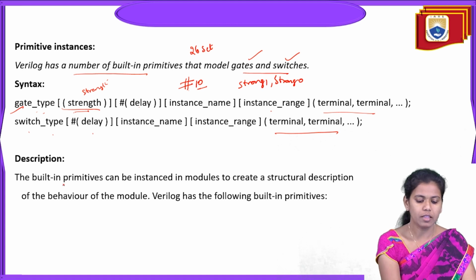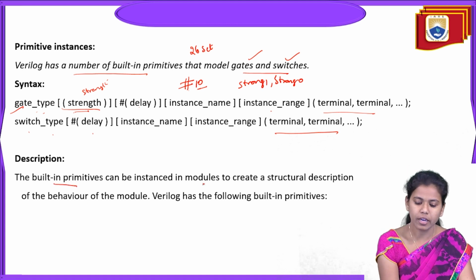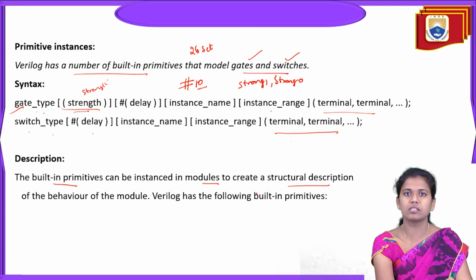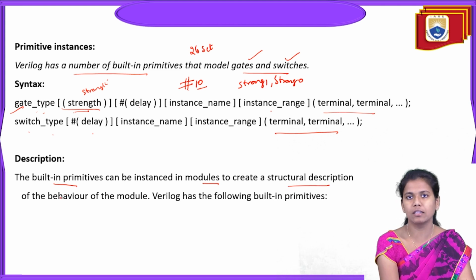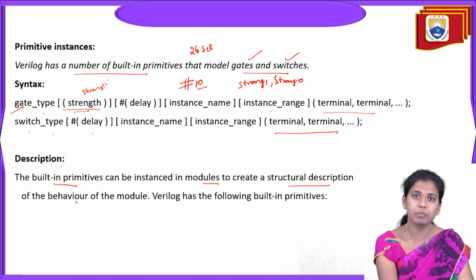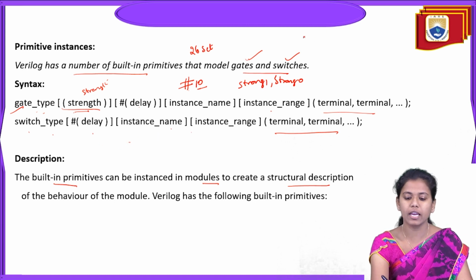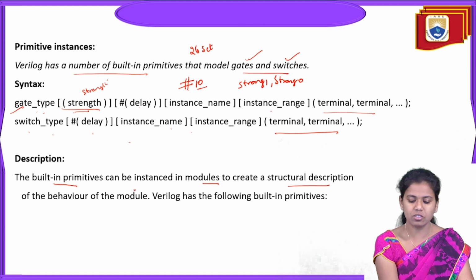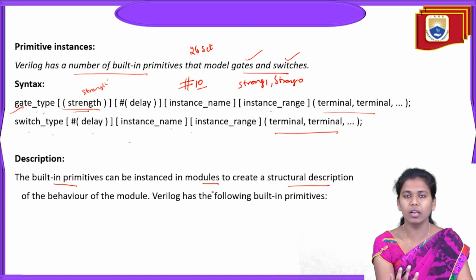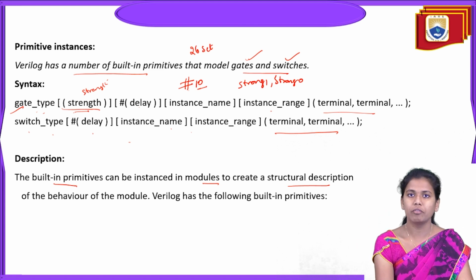In the description, the built-in primitives can be instantiated in modules to create a structural description. What this particular sentence says is that these built-in primitives can be instanced. So this is how the instantiation takes place. The built-in primitives like gate primitives and switch primitives will be instantiated in order to create the structure of a particular module. So whole and soul, we are concentrating only on the structural description. Okay, the structural description comes from the gate level abstraction.